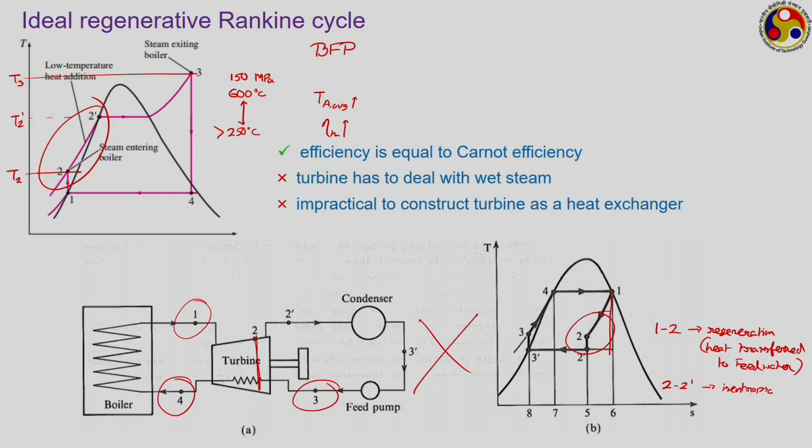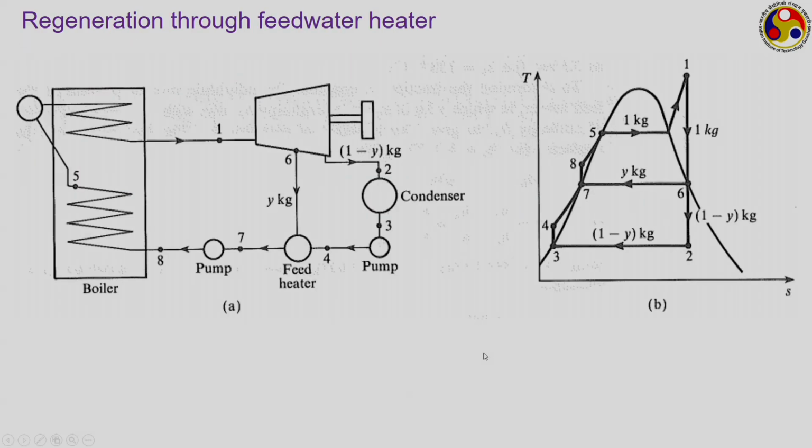Rather, we have to think about some other way of achieving the regeneration, and what is done in practice, instead of allowing the feed water to pass through the casing of the turbine, is that a small amount of steam is extracted from the turbine during some part of its operation, and that steam is supplied to a feed water heater, where it exchanges heat with the feed water and thereby raises the temperature of the feed water. And this is the scheme that I am talking about.